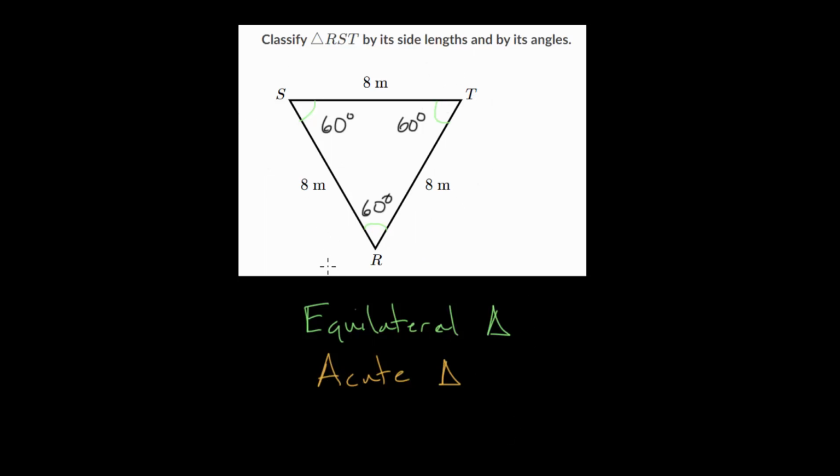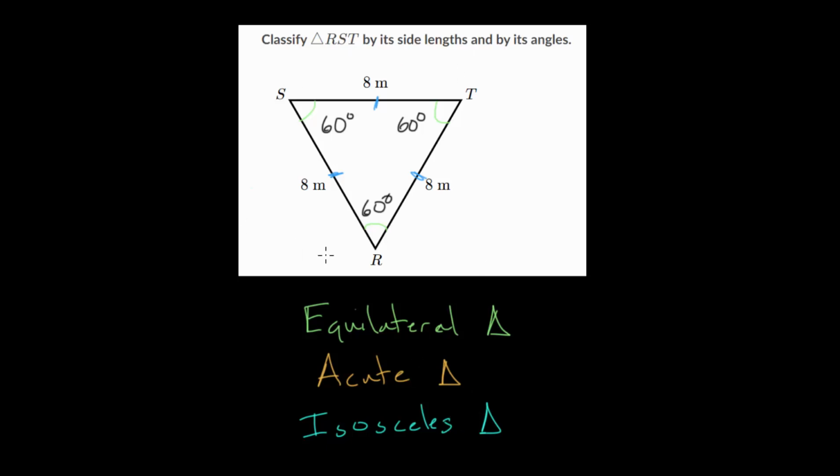Now, the tricky part of this problem is that there is a third classification. Since we defined isosceles triangles as having at least two equal sides, and notice, if you pick any two of the sides, they are equal. But since we're saying it has at least two equal sides, that would also include equilateral triangles where all the side lengths are equal. Since remember, isosceles triangles have two equal sides and two equal angles, or we can say at least two equal sides and two equal angles. So this triangle would fit that definition as well. So therefore, this is also an isosceles triangle.